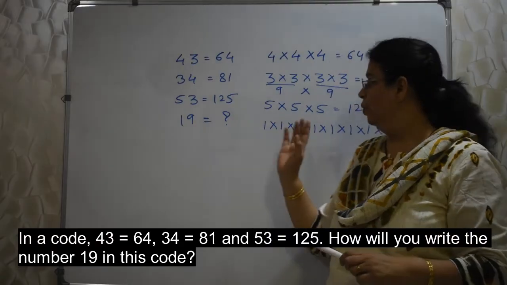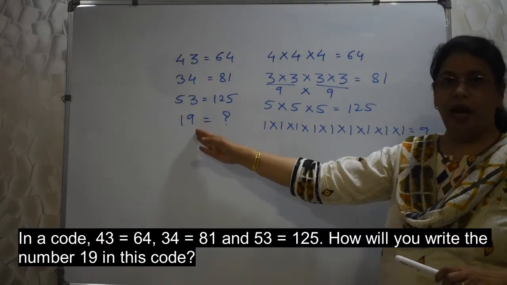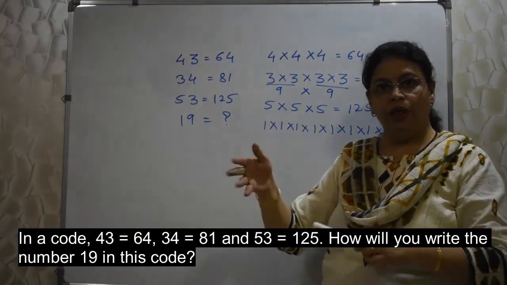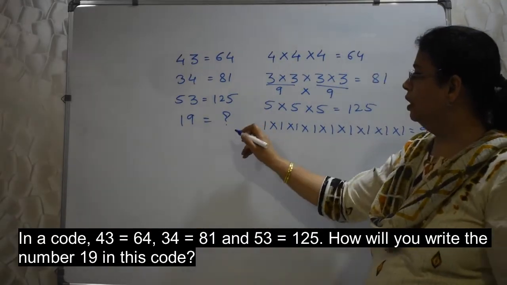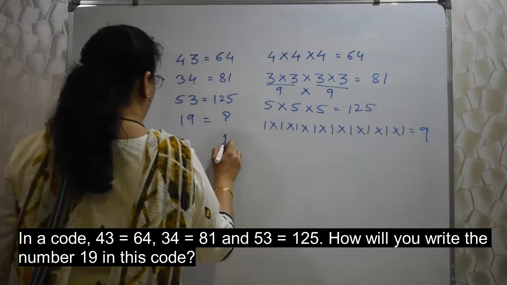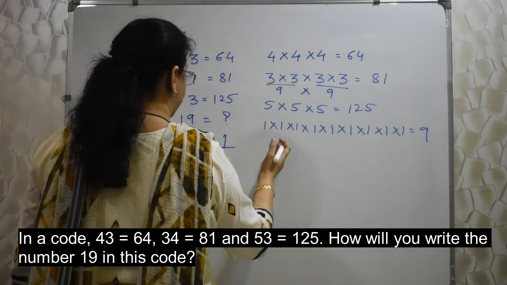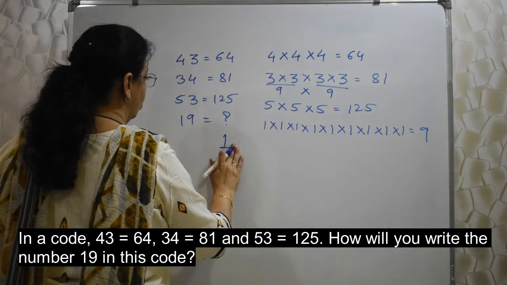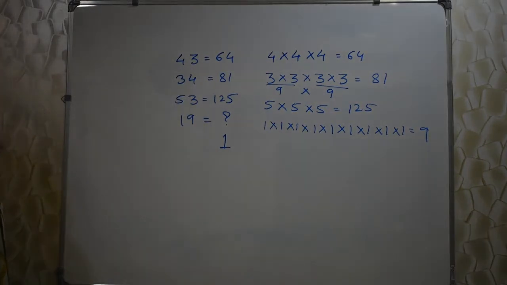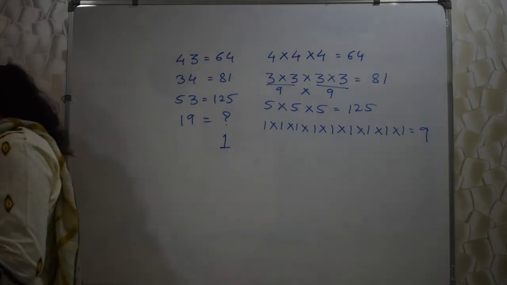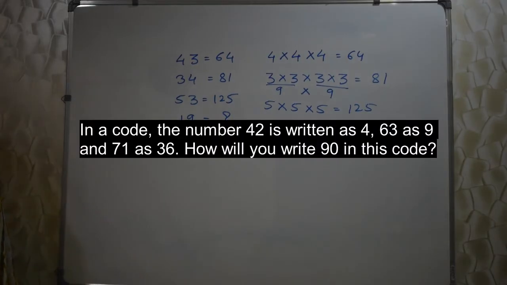Okay, so 1 multiplied 9 times. 1 into 1 into 1 into 1, कितनी बार भी करोगे आंसर तो 1 ही आने वाला है. So our answer is 1. इतना सब करके अपना आंसर क्या आया? 1. Okay, isn't it interesting, students? Next question.